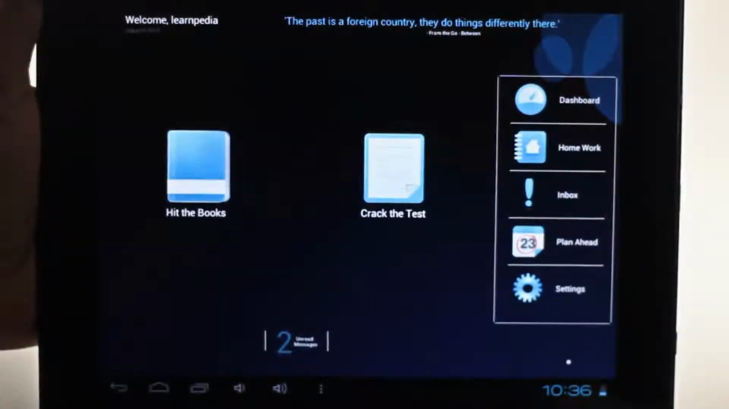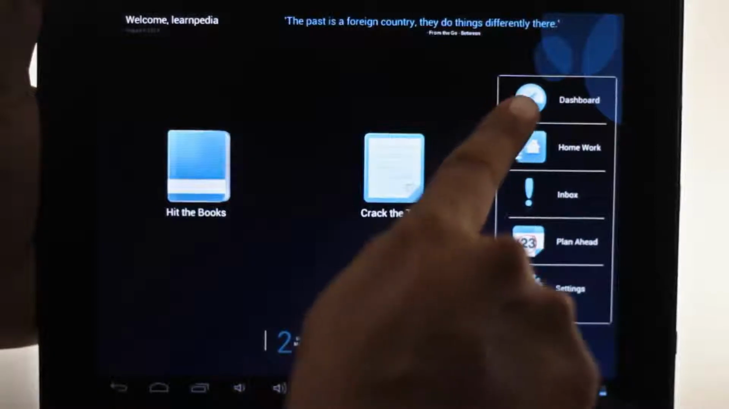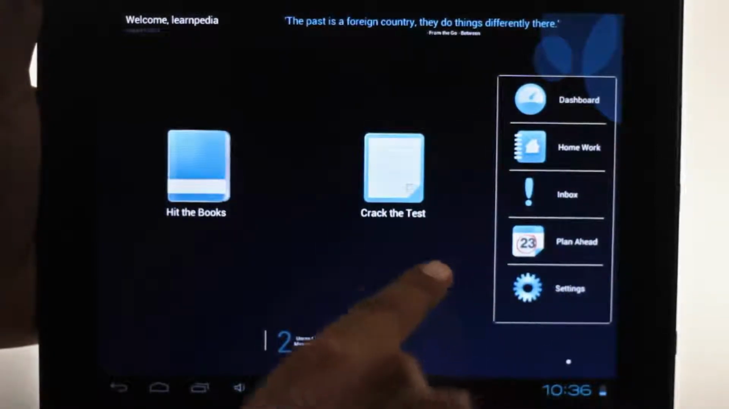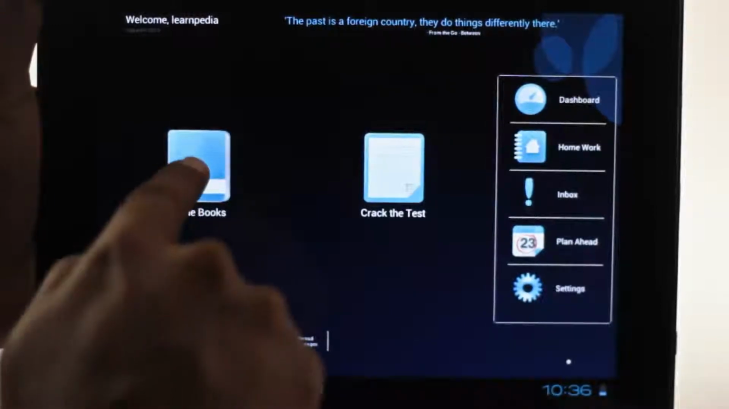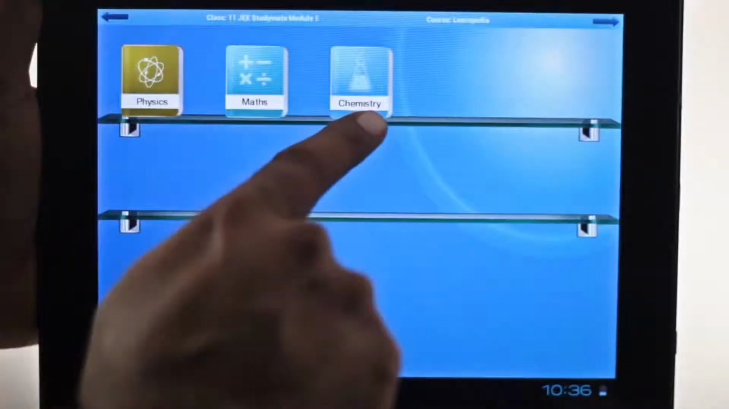Welcome to JEE Studymate. This is the home page of JEE Studymate. You can see we have Hit the Books, Crack the Test, Dashboard, Homework, and various other features. Let me take you to Hit the Books. Let me hit it. You can see Physics, Mathematics, Chemistry.